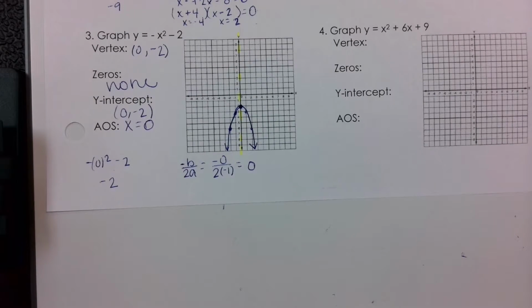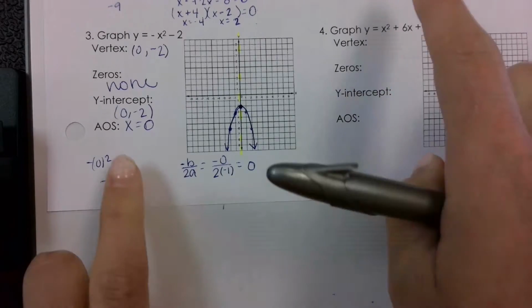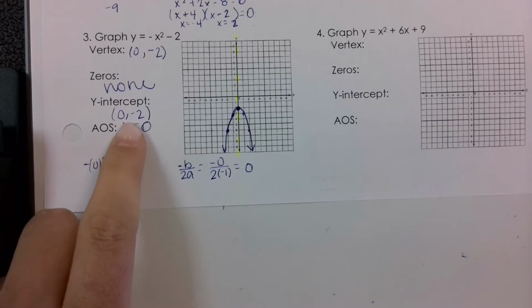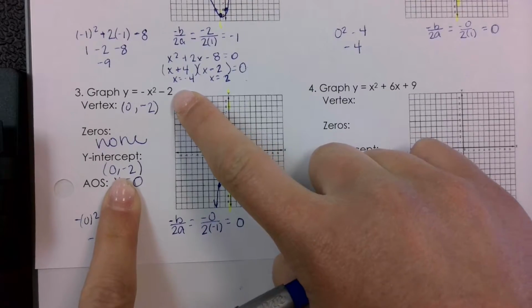When the b is 0, like on the last one, your b was 0, so your axis of symmetry was 0. The y-intercept is 0, -2. It's the same as c. So she said the y-intercept is the c. Yeah, and it was like that here too.